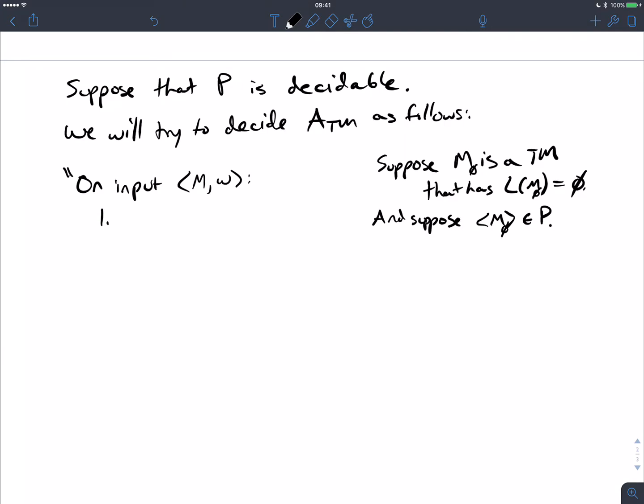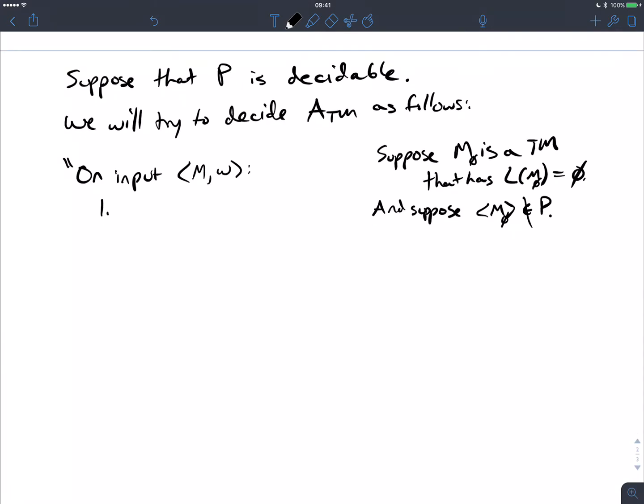Actually, no. I did this backwards. It should be, doesn't have property P, but it doesn't matter because I can just flip which one it is. Sorry about that. So I'm supposing that this machine doesn't have property P. Well, because P is a non-trivial property, what else do I know? Yeah, there's a machine that has the property also.